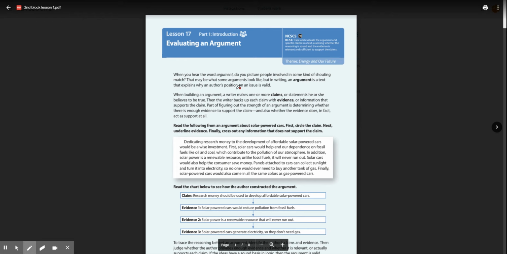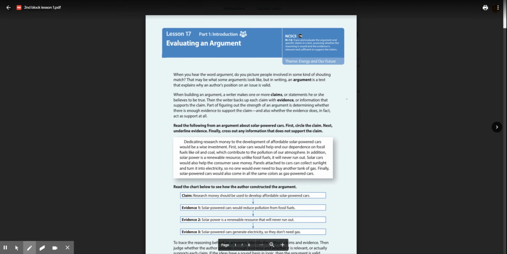Okay. When building an argument, a writer makes one or more claims, or statements he or she believes to be true. Then the writer backs up each claim with evidence or information that supports the claim. We've practiced this before. When you make inferences, you have to back up your inferences with evidence. Arguments are very similar. Arguments also have to be backed up with evidence. Part of figuring out the strength of an argument is determining whether there is enough evidence to support the claim. Also, whether the evidence does in fact act as support at all.